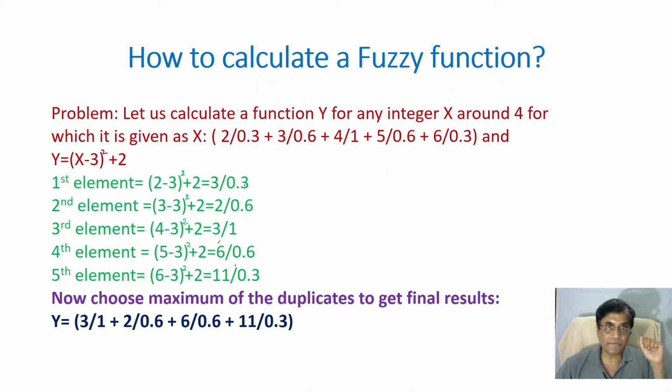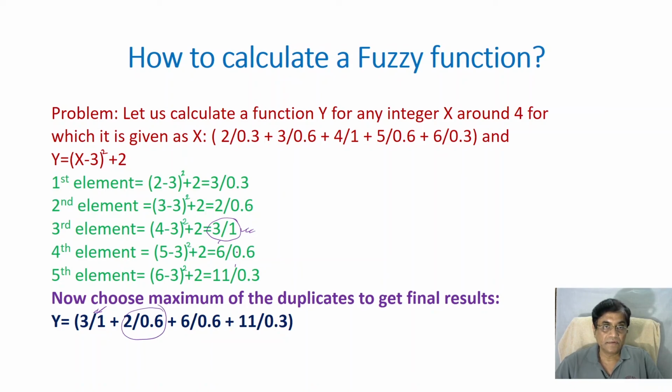This 3 has membership value 0.3. This 3 has membership value 0.1. So this wins the contest. So it will be incorporated in the fuzzy set which we are getting by evaluating that function. Clear? Then 2. Is there any repetition of 2? No. So 2 will be as it is here. So we have got it.